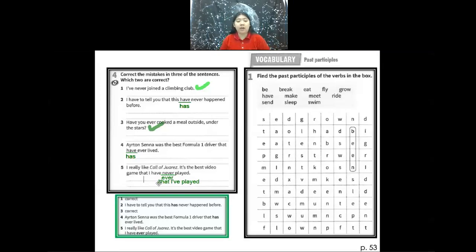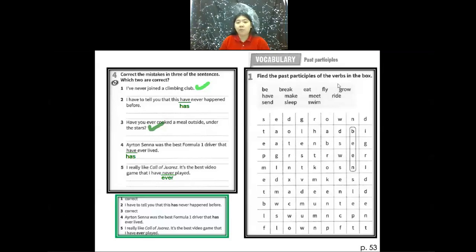In this case, we can use "ever" in this structure, the best something I've ever got or played or tasted, to put emphasis on the fact that, compared to all the other experiences, this one was the best. So that's the best ice cream I've ever eaten, the best video game I've ever played, the most comfortable shirt I've ever worn, right? So that type of phrase. All right, next one.